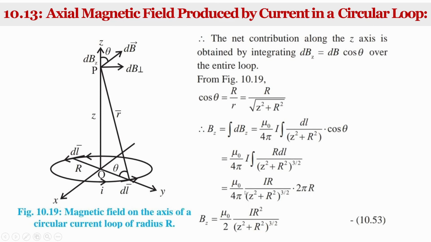After solving we get Bz equal to mu naught upon 2, because pi gets cancelled and the 2 remains, so mu naught upon 2, I into r square divided by z square plus r square raised to 3 by 2. So this is the magnitude of the magnetic field due to current I in a loop of radius r at a point P on the z axis of the loop. That is the expression for the axial magnetic field produced by a current in a circular loop.